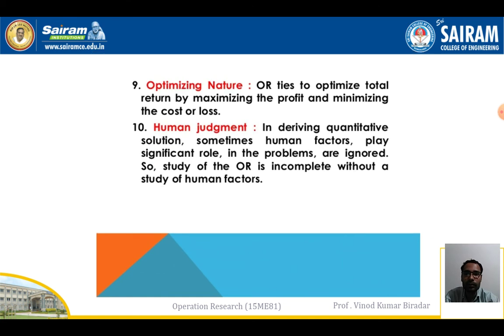And the next, the ninth one, is the optimizing nature. OR tries to optimize the total return by maximizing the profit or minimizing the cost. Either we can go for maximization, as some companies want more profit, or we can reduce the cost. Some companies have high costs and want less material. So it can be used either way.